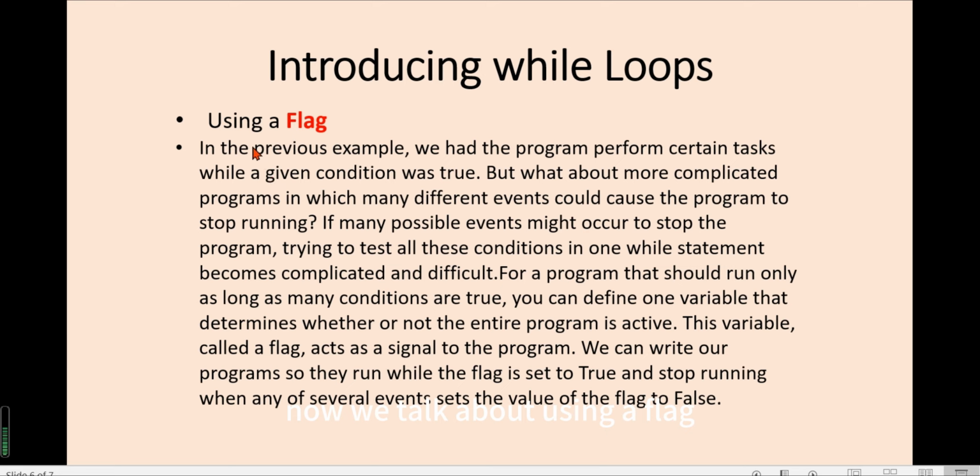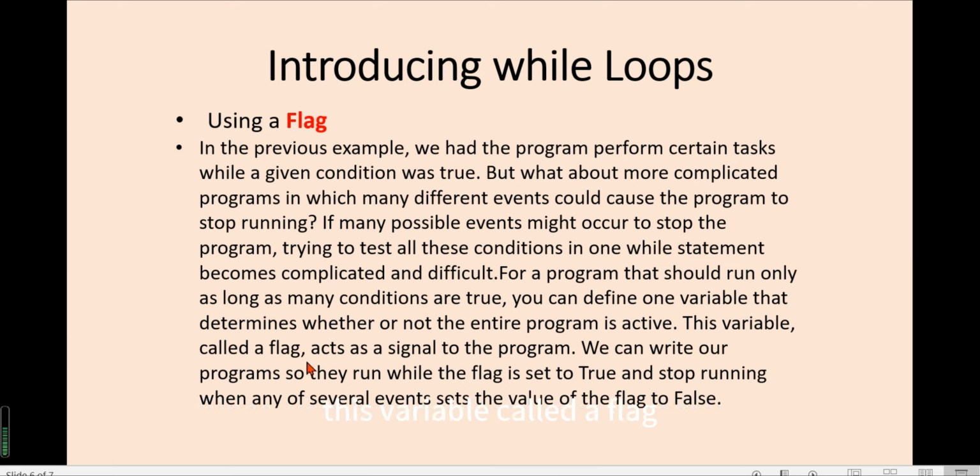Now we talk about using a flag. In the previous example, we had a program perform certain tasks while a given condition was true. But what about more complicated programs in which many different events could cause the program to stop running? If many possible events might occur to stop the program, trying to test all these conditions in one while statement becomes complicated and difficult. For a program that should run only as long as many conditions are true, you can define one variable that determines whether or not the entire program is active.